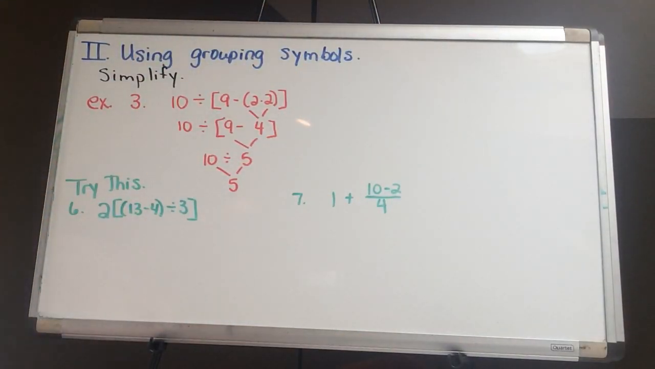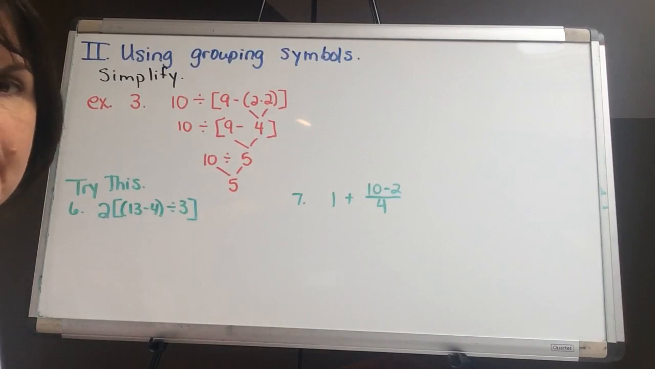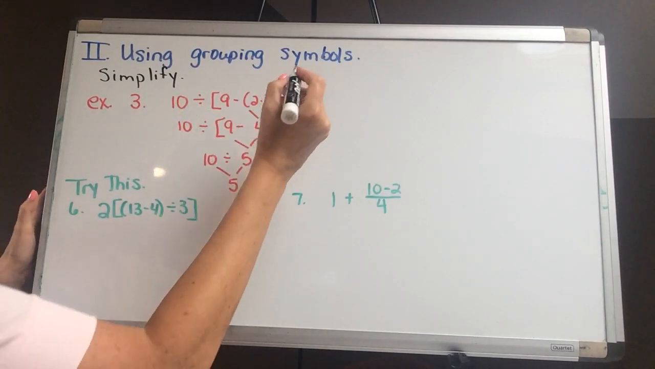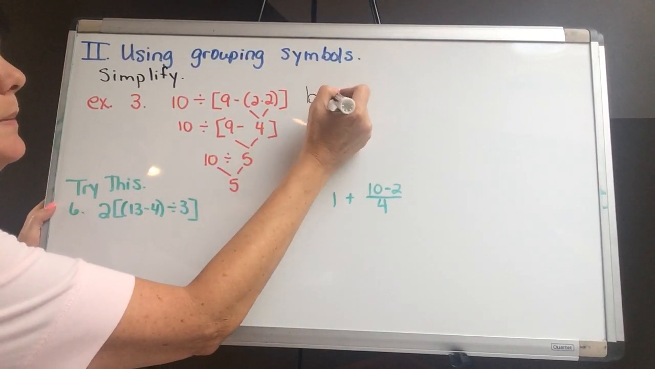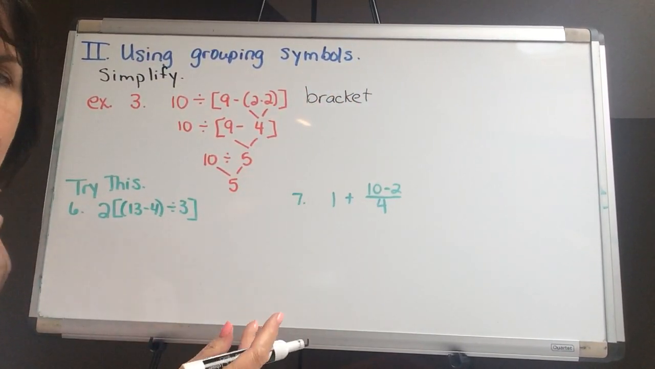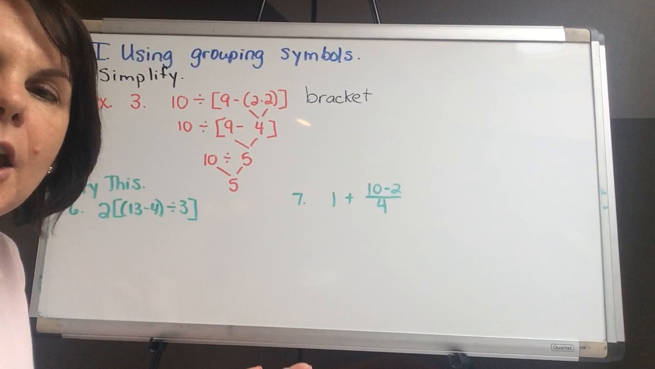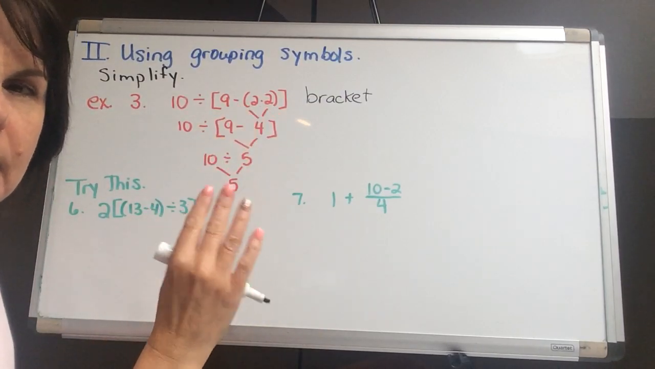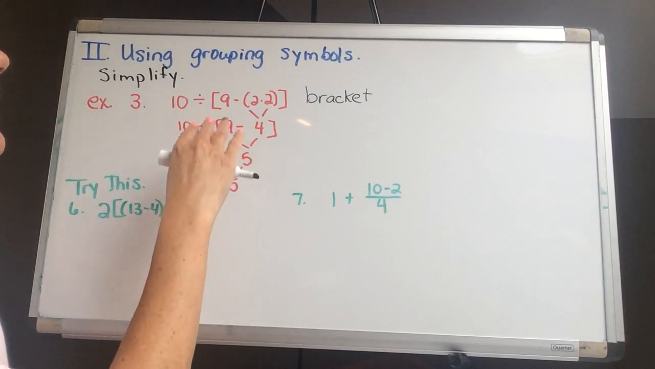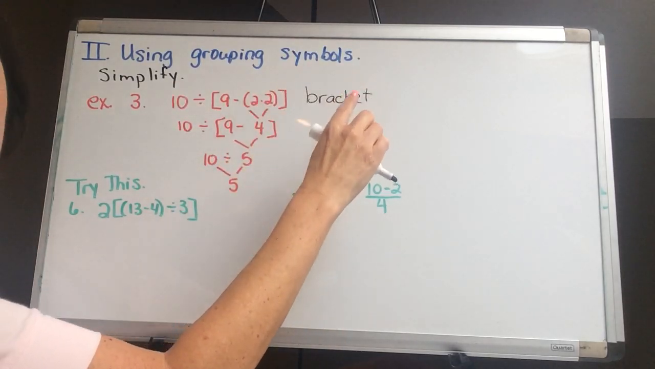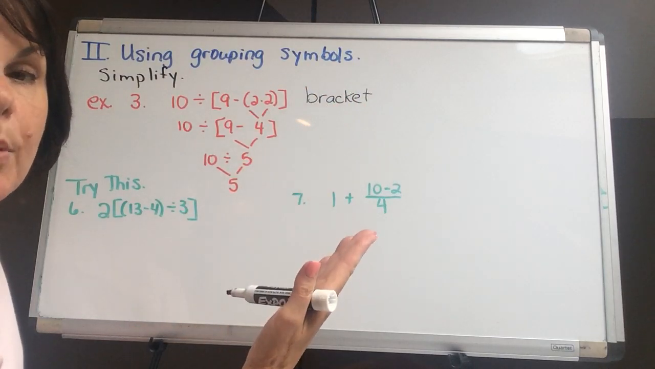All right. Now we're going to use those grouping symbols. So look at example 3, 10 divided. This is a bracket. That's the word for it. It's a bracket. And it's just another way of saying a parenthesis. The reason we use a bracket is because inside I have parentheses, and that gets a little bit confusing. So you treat it like a parenthesis, it's just another layer, so to speak, of parentheses.